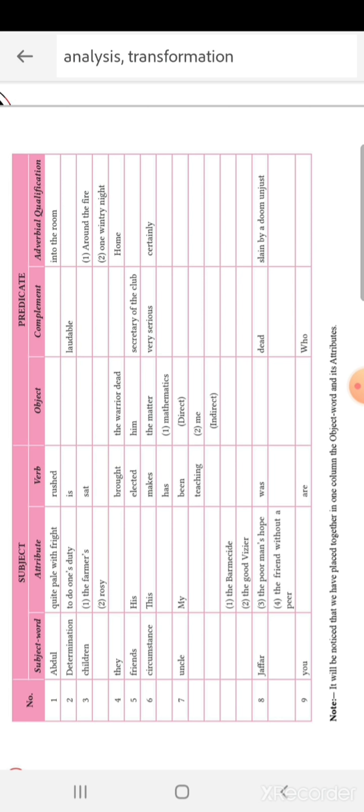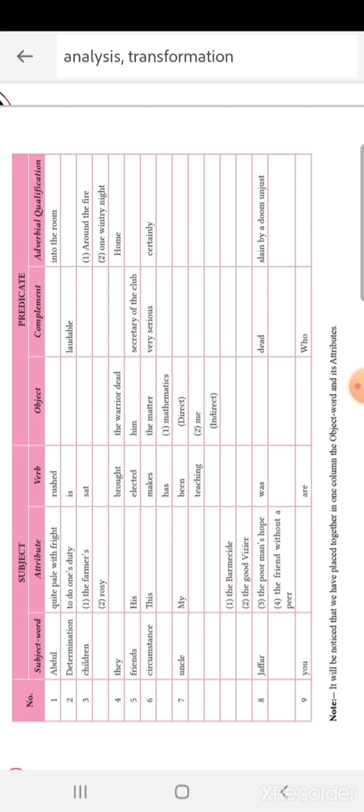Fine. The third example is children, the farmers. It means the farmers' children. The farmers' children is the complete subject, in which children is the subject word, and the farmers, which is modifying children, is the attribute. Sat is the verb. Around the fire tells the location of their sitting, so around the fire is qualifying the verb; it is an adverbial qualification.